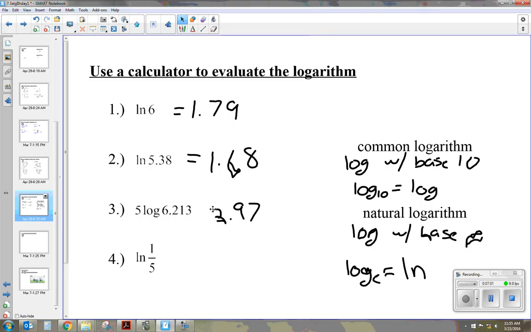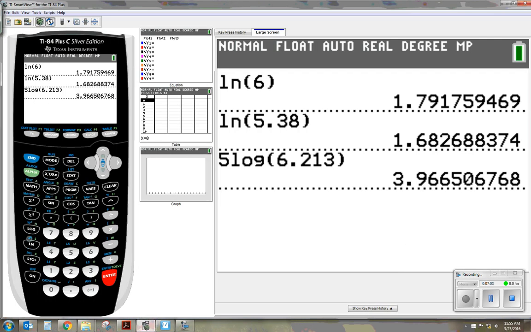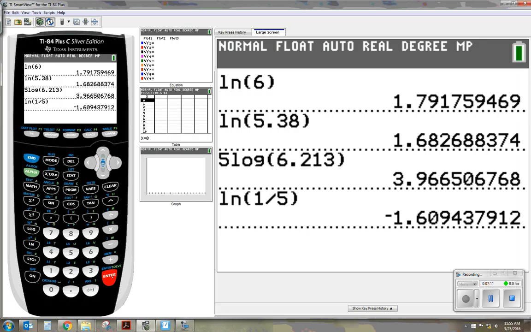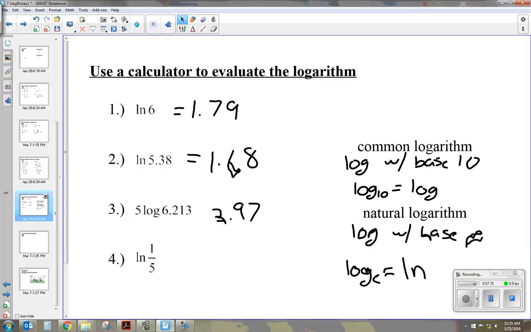All right, and then we can do our natural log of 1/5. Make sure that your entire 1/5 is in your parentheses. And so we get negative 1.61.